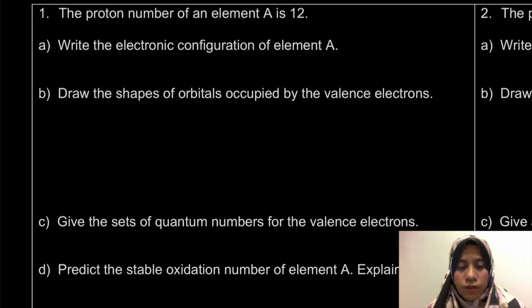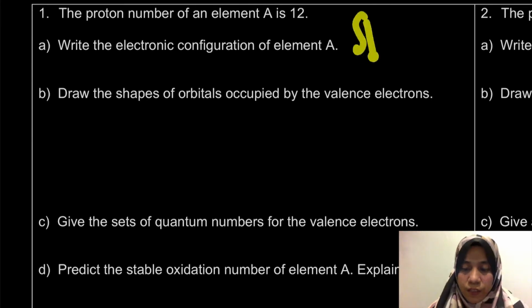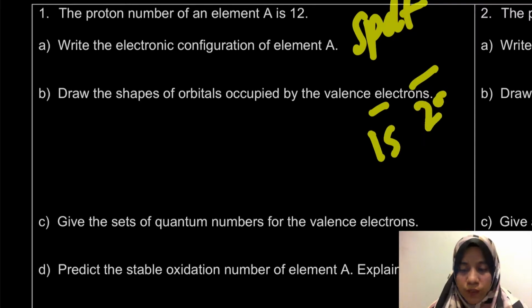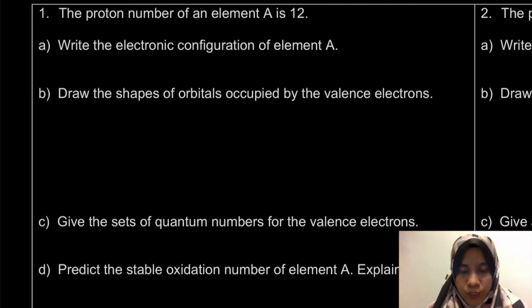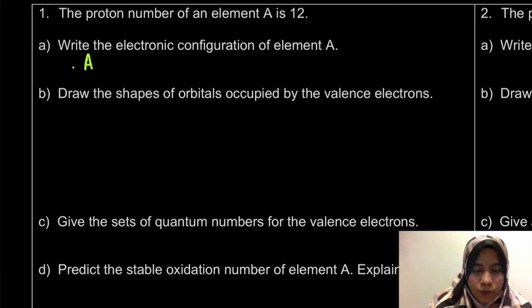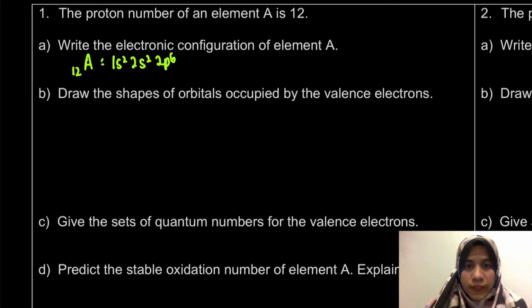When they ask for the electronic configuration, it could be in two forms: SPDF notation, or you could write it in terms of an orbital diagram, the 1s, 2s, and then you fill up the electrons. This time, Miss will do it through SPDF notation. Element A is 12, so it will be 1s2, 2s2, 2p6, so the total is only 10, so we add 3s2. That's for question A.